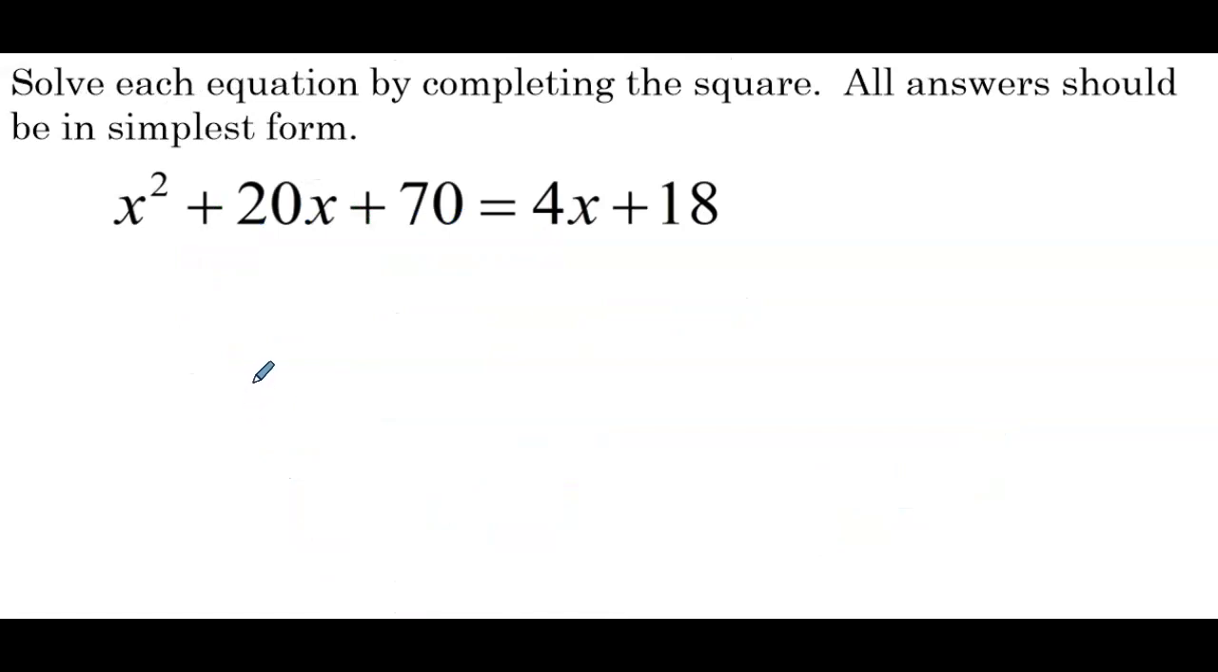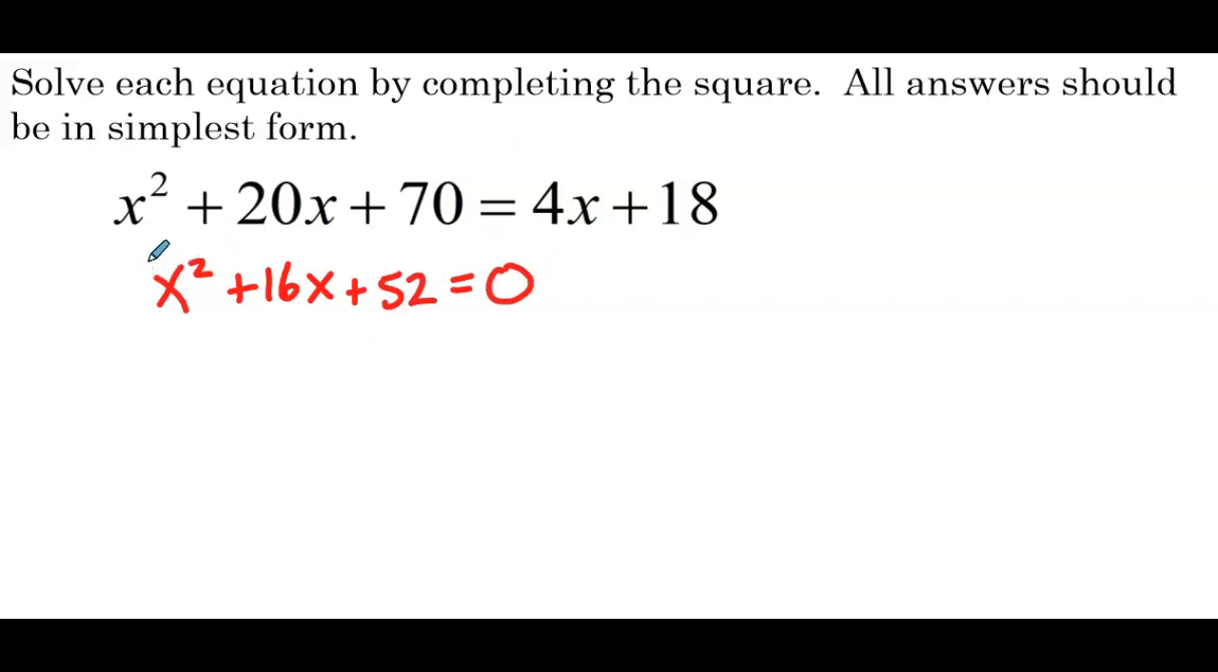Next up, we have x squared plus 20x plus 70 equals 4x plus 18. So first thing we want to do, we're solving a quadratic, so let's set it equal to 0. So it's going to give us x squared, subtract 4x from both sides, so plus 16x. Subtract 18 from both sides, so plus 52 equals 0.